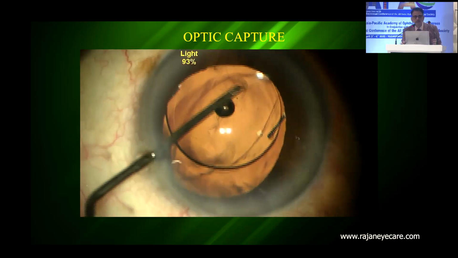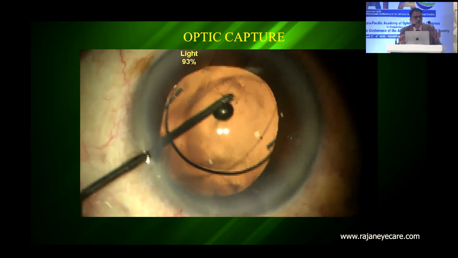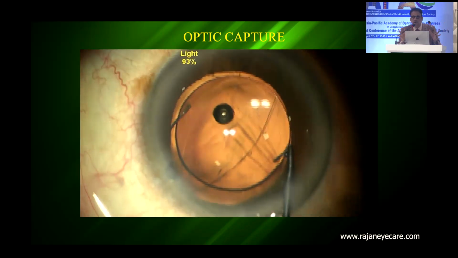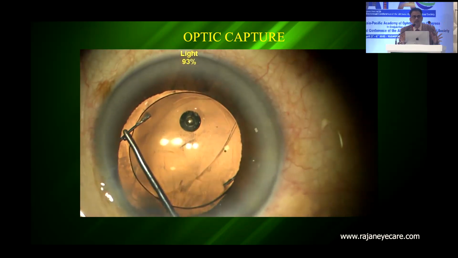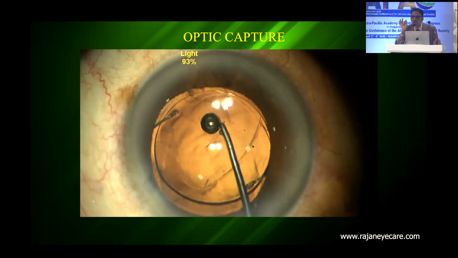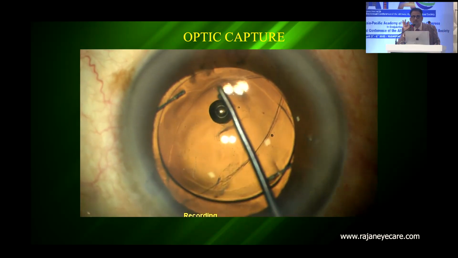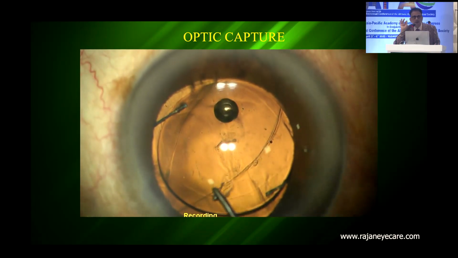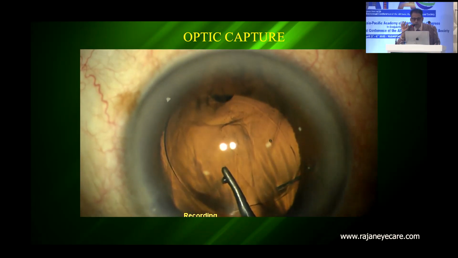You can see here, this is called the optic capture. The haptic goes into the sulcus, the optic is captured into the capsular rhexis margin. Okay, this is called the locking of the lens. If you lock it, the lens will not move a micron. The lens will not decenter. Otherwise, if you keep it in the sulcus, the problem is they can decenter, they can produce UGH syndrome.